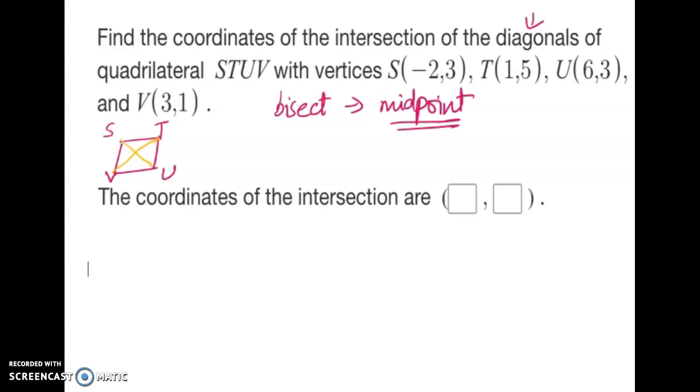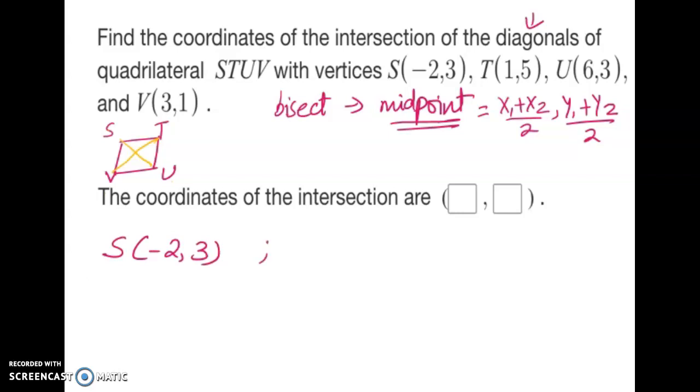So a little bit of recap, how to find out the midpoint. Midpoint is the average of X and average of Y. I know these averages, but before I try to answer my question, label them. Rewrite the coordinates again. S is -2 and 3. And for U, it will be 6 and 3. Label them x1, y1, x2, y2.